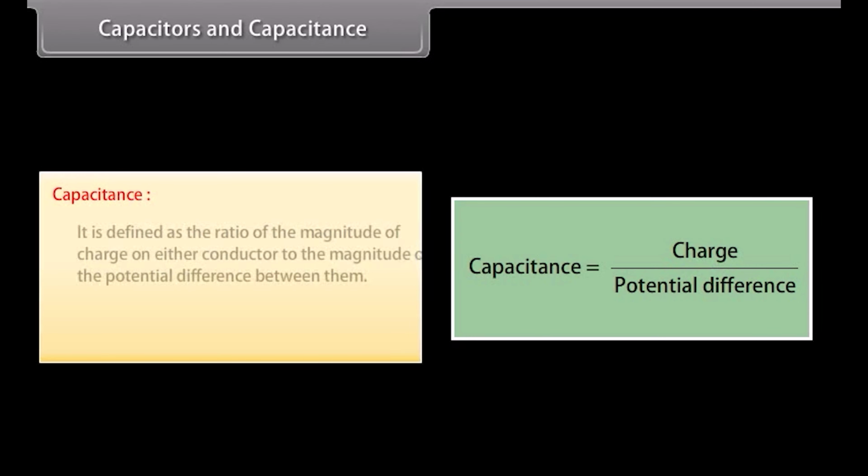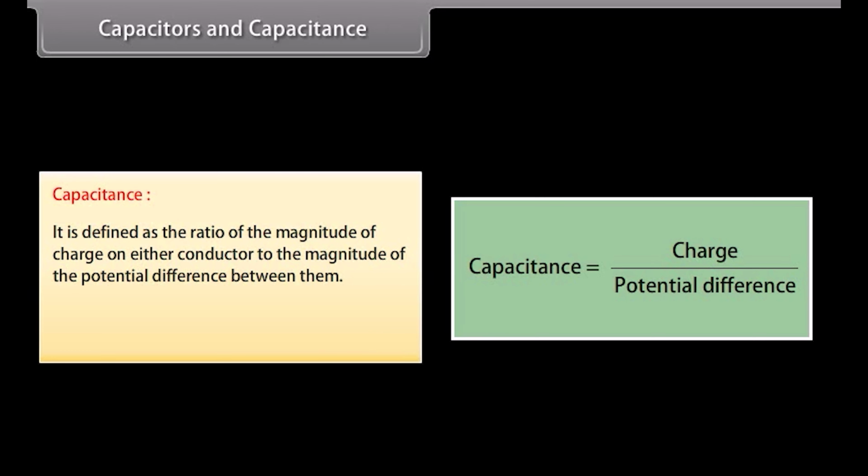Capacitance. It is defined as the ratio of the magnitude of the charge on either conductor to the magnitude of the potential difference between them. The SI unit of capacitance is coulomb per volt, called farad.